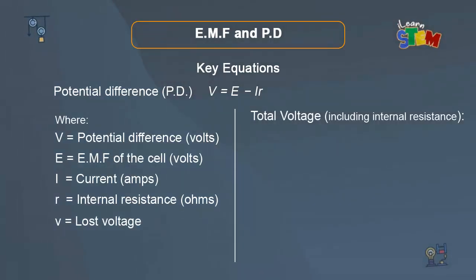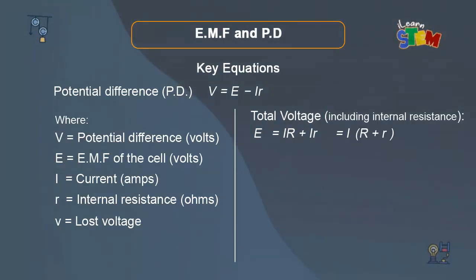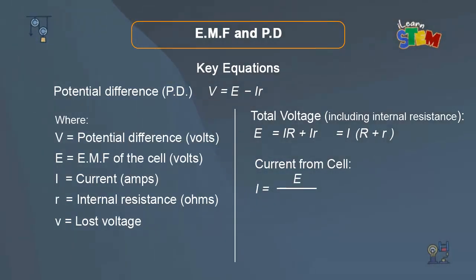The electromotive force E is equal to the current I multiplied by the total resistance, which is the sum of the external resistance R and the internal resistance r. The current I is equal to the electromotive force E divided by the total resistance, that is, external resistance plus internal resistance. The lost voltage, also called the voltage drop inside the cell, is equal to the current I multiplied by the internal resistance r.